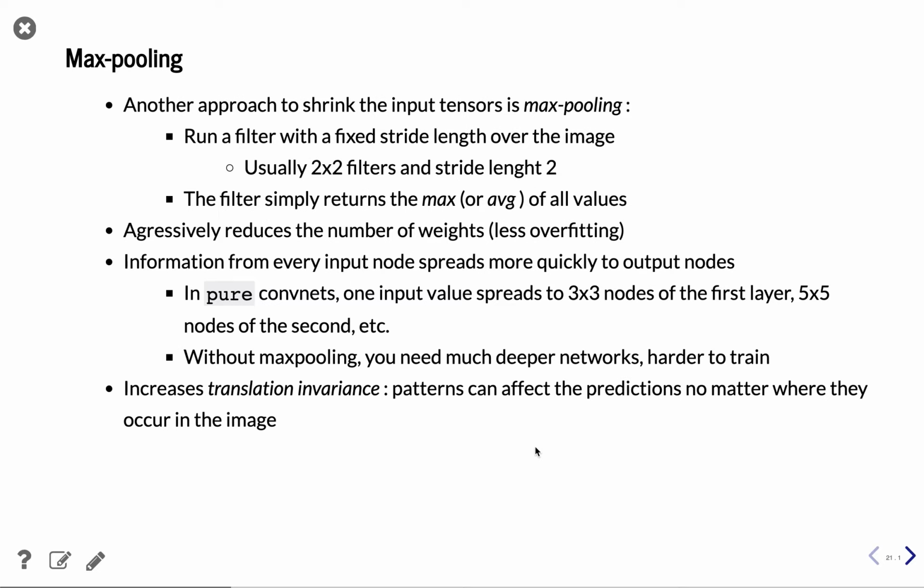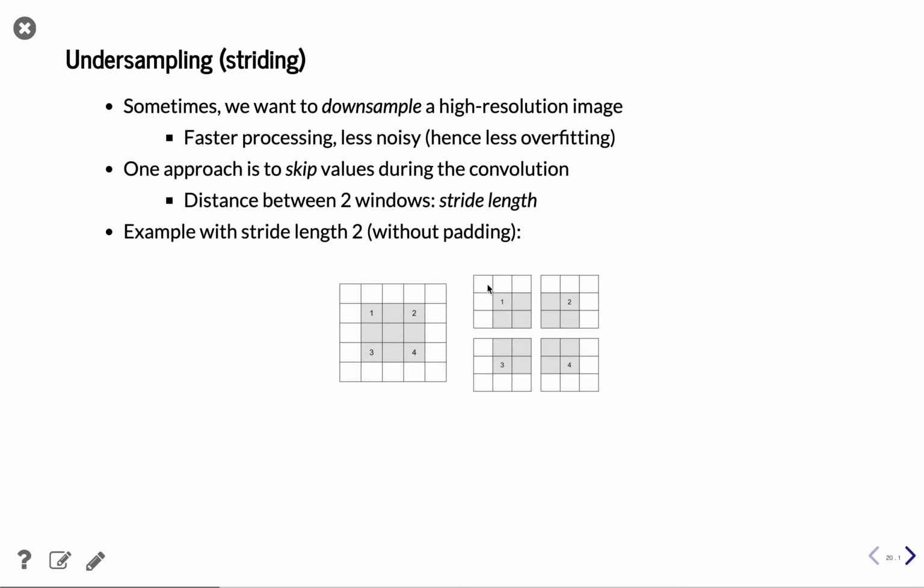A variation of this idea is called max pooling. So it's the same idea. We again do striding, but instead of taking the convolution of this patch with a filter, we simply take the maximum of all these values, and that will be our output. We can also take the average, but we've seen that in practice, taking the maximum tends to work better.